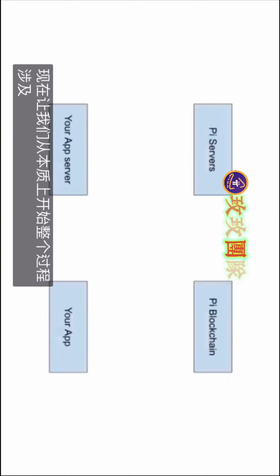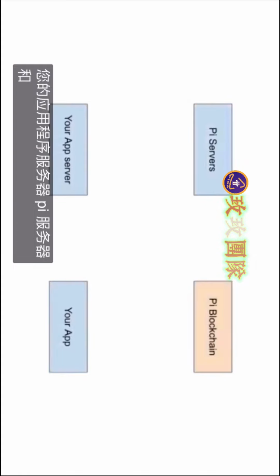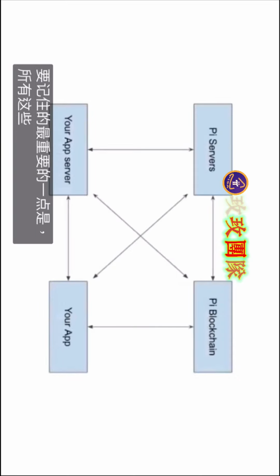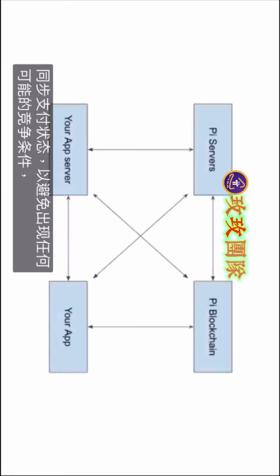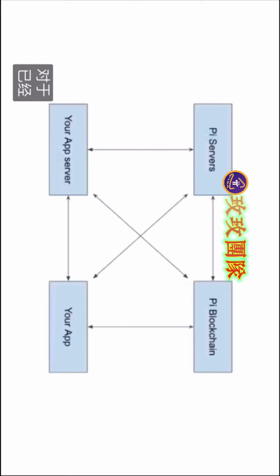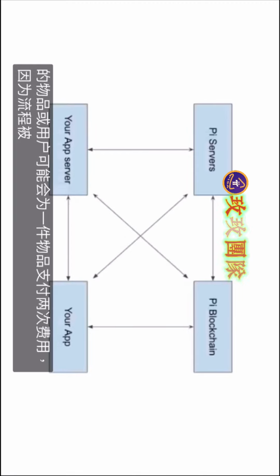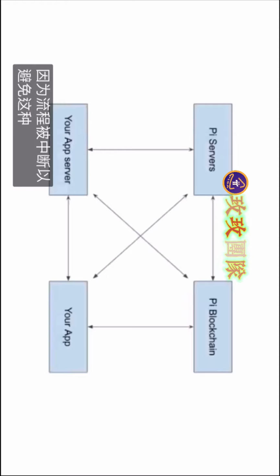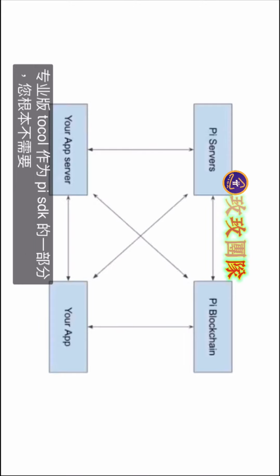Throughout the process, essentially 4 parties are involved: your app, your app server, the Pi servers, and the Pi blockchain. The most important point to remember is that all of them must be completely synchronized about the state of payment to avoid any possible race conditions. If something goes wrong, a user may pay for an item that's already given to someone else, or a user may pay for an item twice because the process gets interrupted. To avoid such cases, the Pi core team has implemented a protocol as a part of the Pi SDK, and you don't need to worry at all.